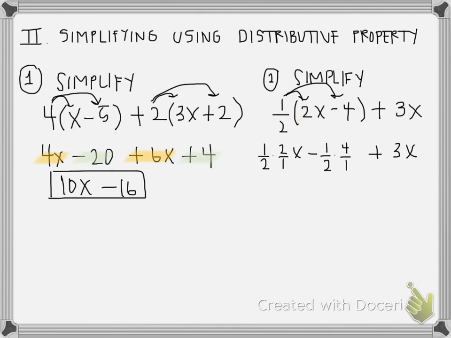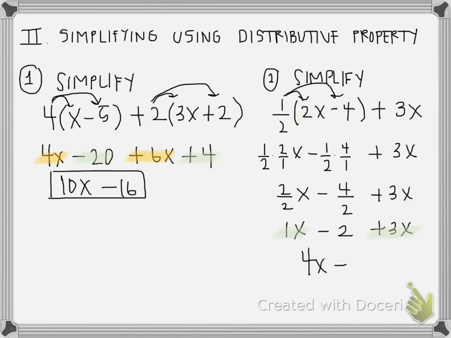So 1/2 times 2, so that will be a 2 over 2, which is just a 1x, right? 1/2 times 4 is going to be a 4 over a 2, which is just going to be a negative 2. And then now we will combine our like terms. So 1x plus a 3x is going to be a 4x.